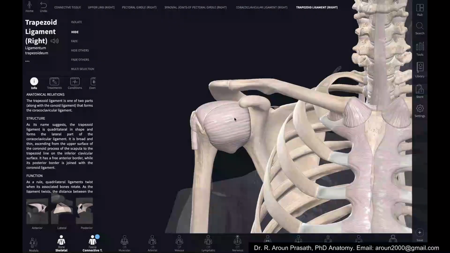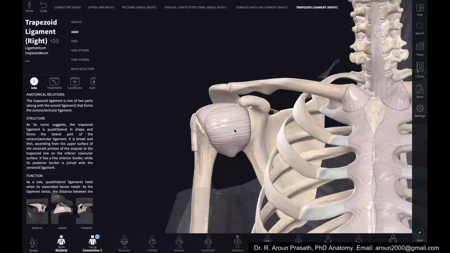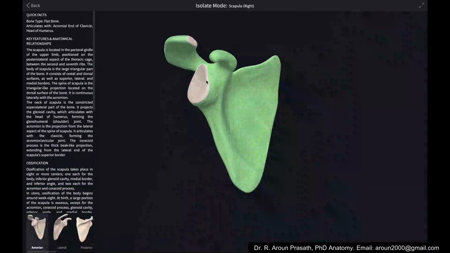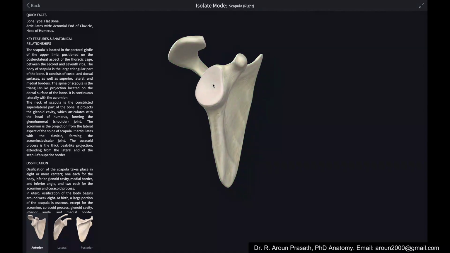Now let us go to the ligaments present in the glenohumeral joint. As I told you, this is the glenoid process. This is the glenoid fossa, the glenoid cavity. This border is called the glenoid labrum, because there is thick articulating cartilage in the border. That's why it's called the glenoid labrum.